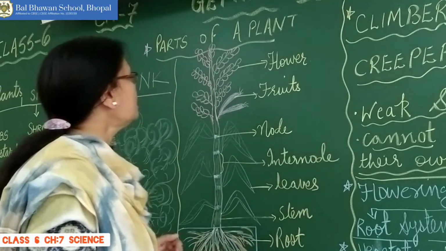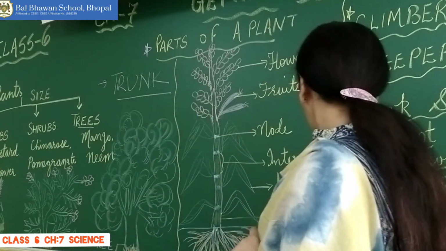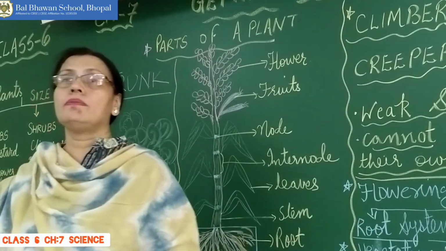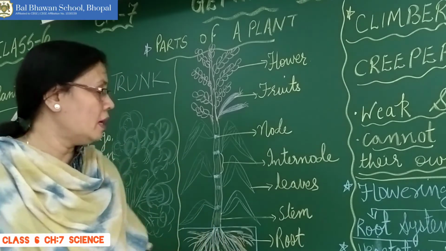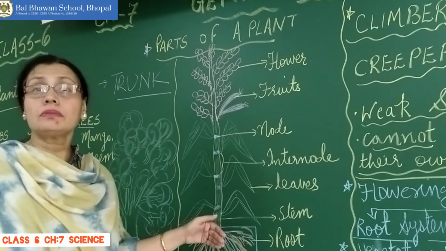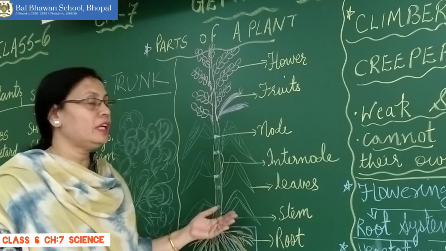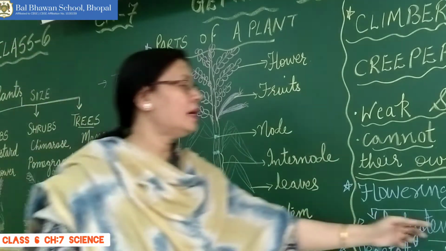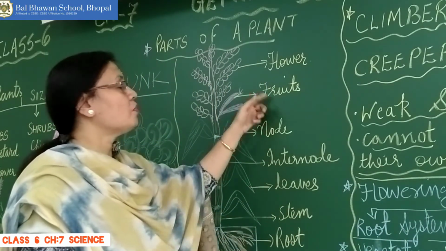Now children, coming to the next topic, that is parts of a plant. We can categorize parts of a plant into two categories. One is called root system and the second is called shoot system. When I say root system, I mean the part of the plant which is under the soil, the underground part of the plant, creamish or brownish in color. The part of the plant which is above the ground, all those parts come under shoot system. In shoot system, we have parts like stem, leaves, internode, node, fruits and flowers.